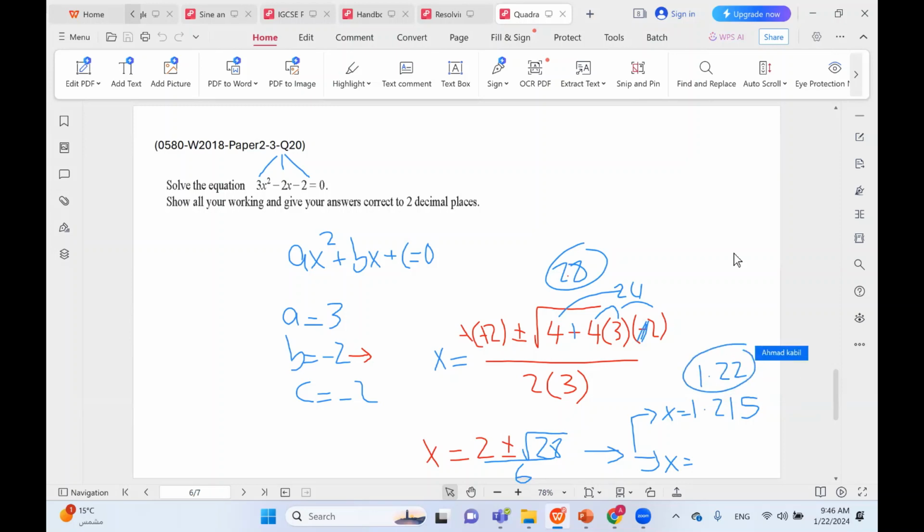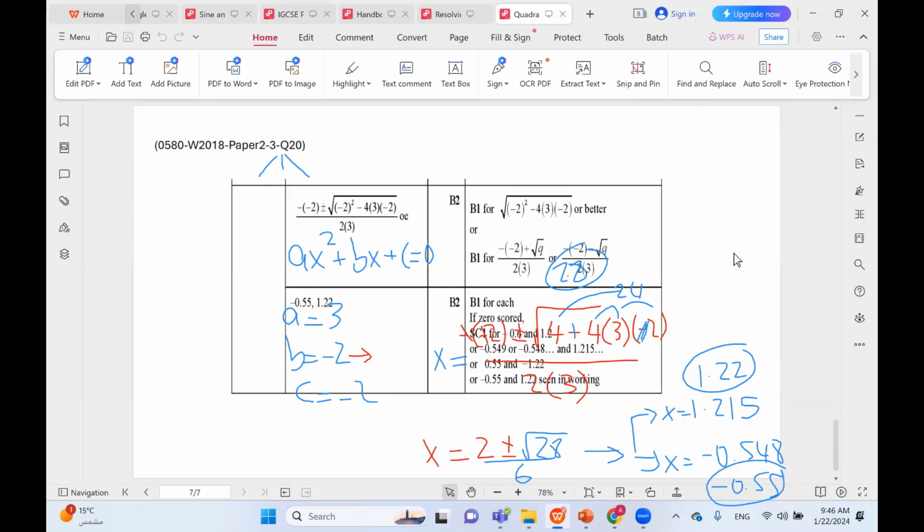The second answer is going to be 2 minus radical 28 divided by 6. I get negative 0.548, which is negative 0.55. Let's check our answers. 1.22 and negative 0.55 are correct.